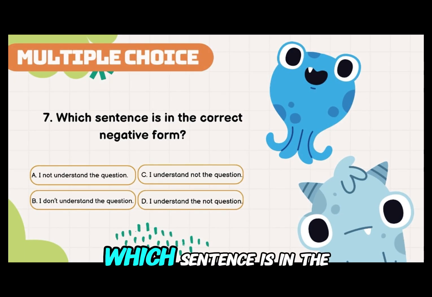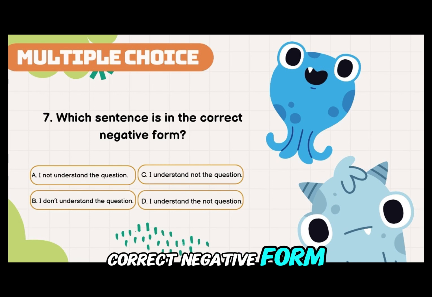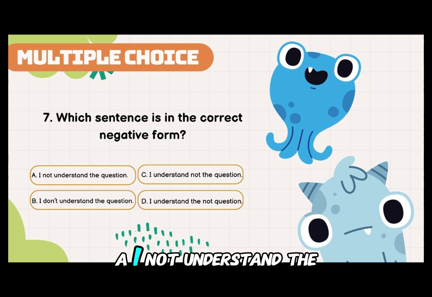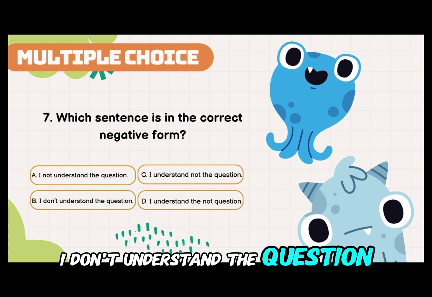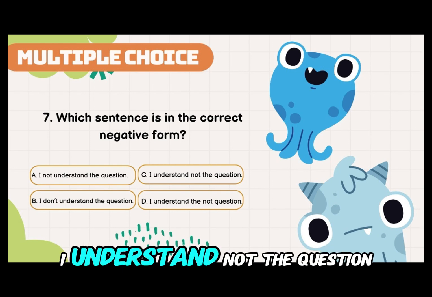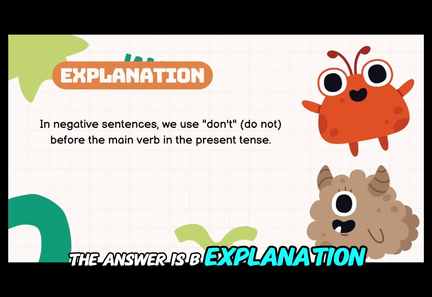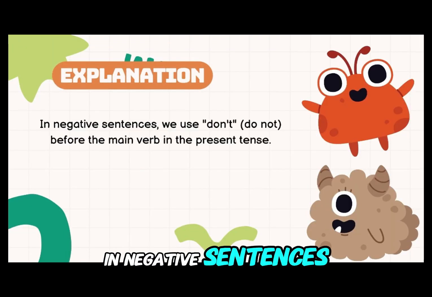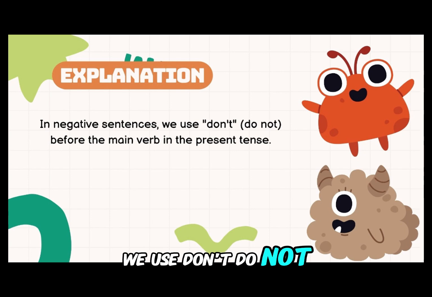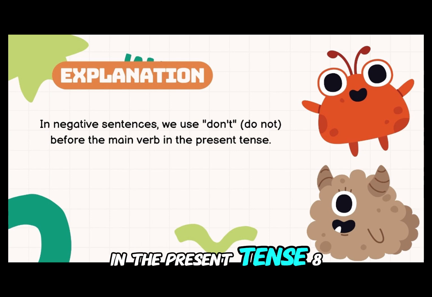7. Which sentence is in the correct negative form? A. I not understand the question. B. I don't understand the question. C. I understand not the question. D. I understand the not question. The answer is B. Explanation: In negative sentences, we use don't, do not, before the main verb in the present tense.